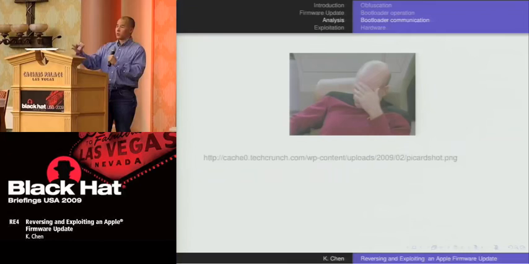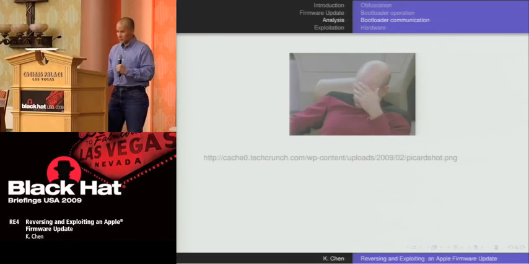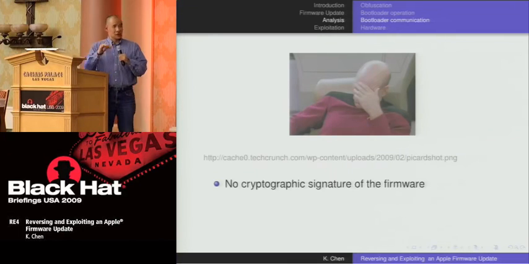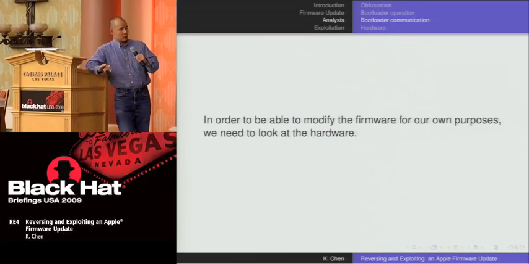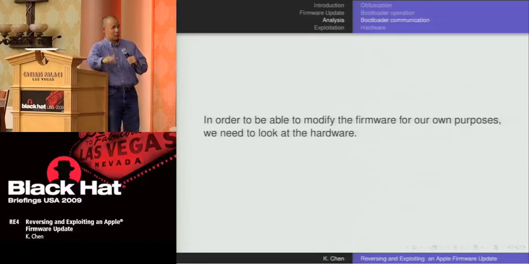So this is how the whole updater procedure works. And you can see that there is no cryptographic signature, none. This is pretty bad. So now we understand exactly how the updater process works. If we want to be able to exploit this, we have to understand what the underlying hardware is.